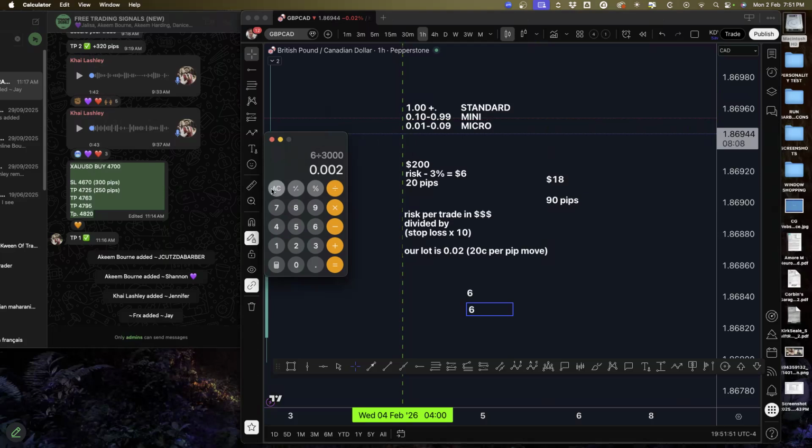Now, let's take a look at if our balance was $2,000. That means our risk would now be $60. You guys see what happened there? $2,000 in our account, 3% of 2,000 is 60. Let's see if we can take this trade. The risk per trade is $60 divided by 3,000. So just to take that particular trade that came out today and use good risk, you would need to have had $2,000 in your account.